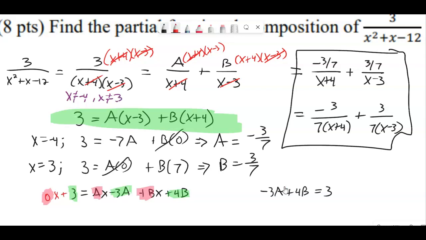It's 0. So A plus B equals 0. You have a little system. Solve that system. You will again get A equals, what happened to my pen? I don't know what happened to my pen. Regardless, you will get A equals negative 3/7 and B equals 3/7.